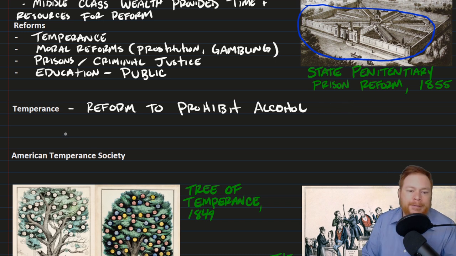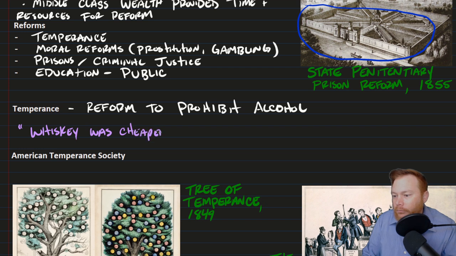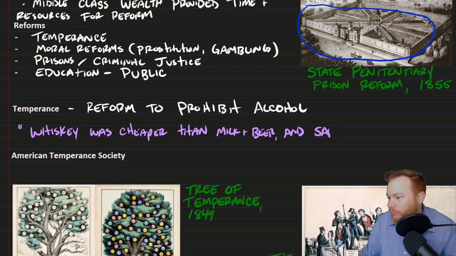There's an interesting point about alcohol that your textbook mentions here, and we'll include it to give you an idea of just why temperance became such an important issue. One of the reasons why it became such an important issue: your textbook says that whiskey was cheaper than milk and beer and safer than water.